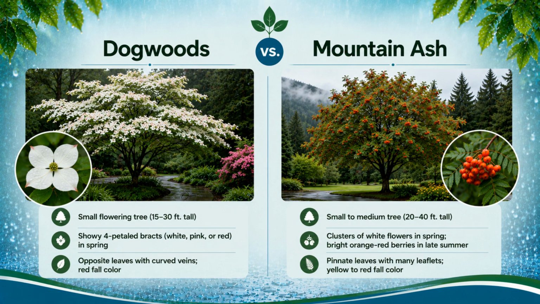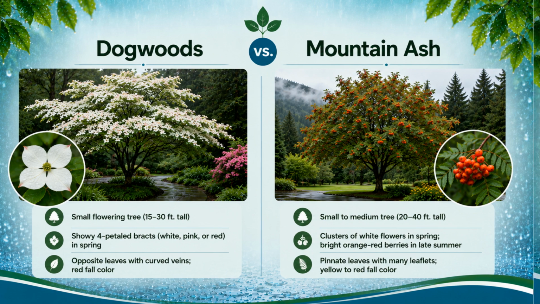Dogwoods and mountain ash can both be used as ornamental landscape plants. Dogwoods are often remembered for their flowers, branching structure, or, in the case of Redosier dogwood, bright red winter stems. Mountain ash is commonly recognized by clusters of berries and a small to medium tree form. Memory clue: dogwood gives flowers or colorful stems. Mountain ash gives clusters of berries.